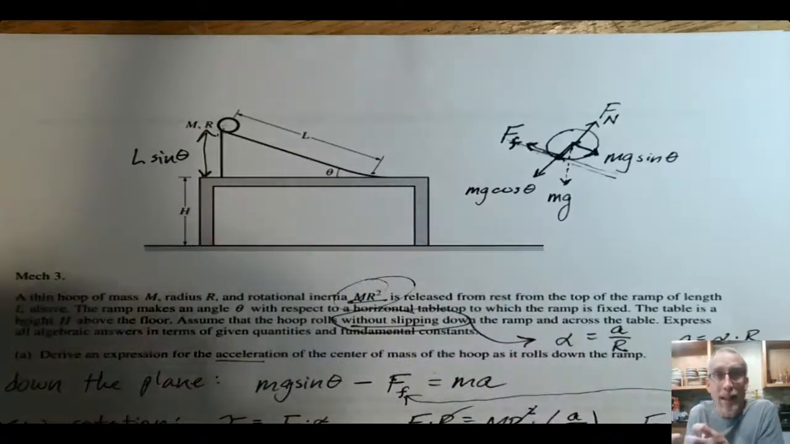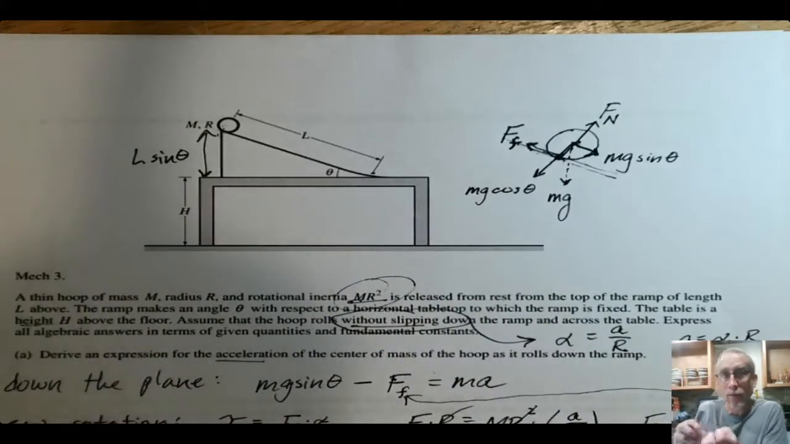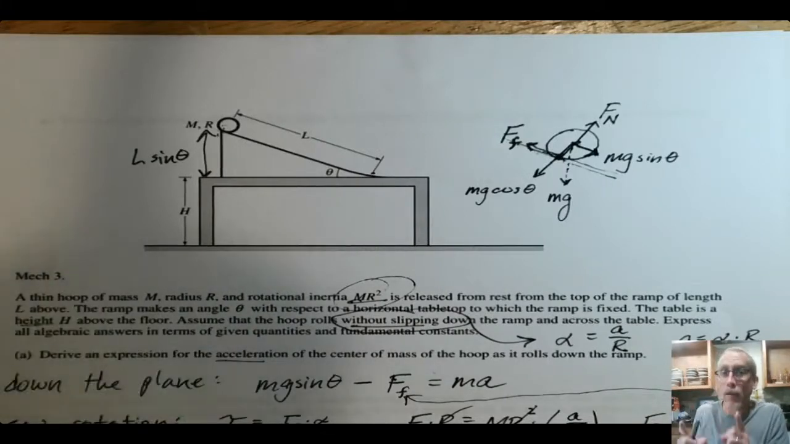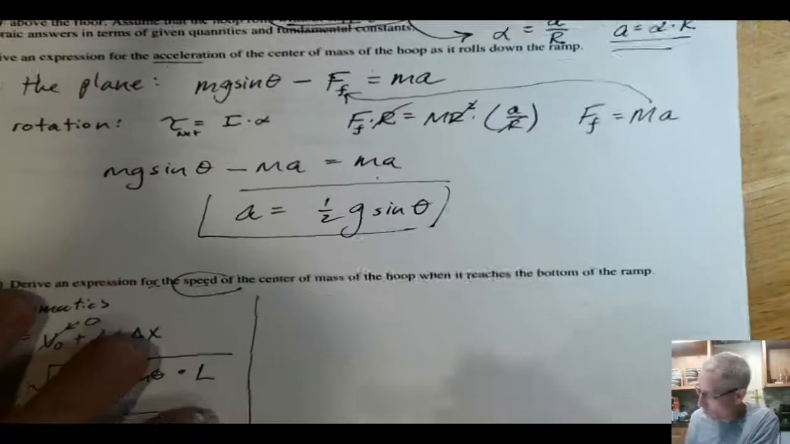And those two are linked together as well. You can't have any old amount of rotation kinetic energy plus translation. They have to be coupled together if it's not slipping. So here's how that comes out.